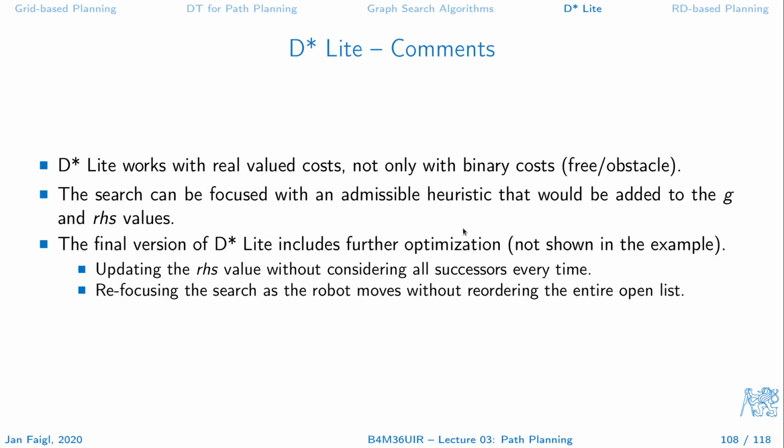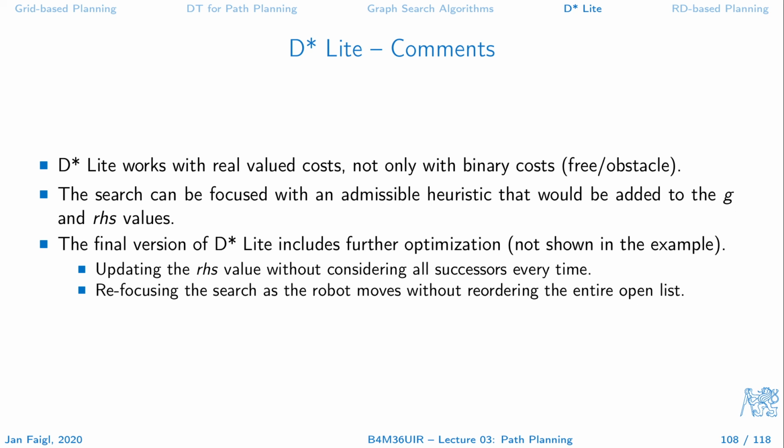So let me put some comments. D-star Lite works with real value costs, not only with the binary cost free or obstacle, right? So you can put the cost of the transitions. The search can be focused with an admissible heuristic, so that would be added to the G and the one step look ahead values.